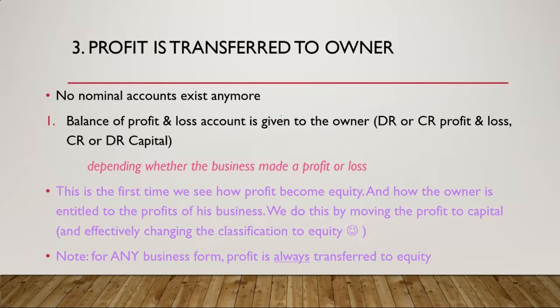The balance of the profit and loss account is given to the owner, so that the profit that is made within a business goes to the owner. So what we do now is we debit or credit the profit and loss account depending on whether we've got a profit or loss, and then we credit or debit the capital depending on what we made. This is the first time in the year where we see how profit becomes equity and how the owner is entitled to the profits of the business.